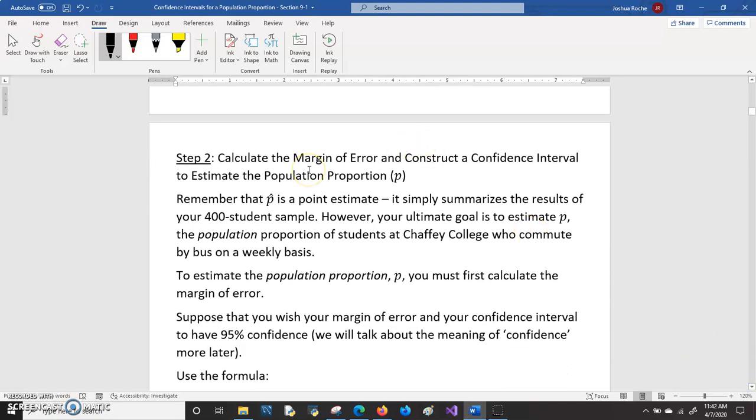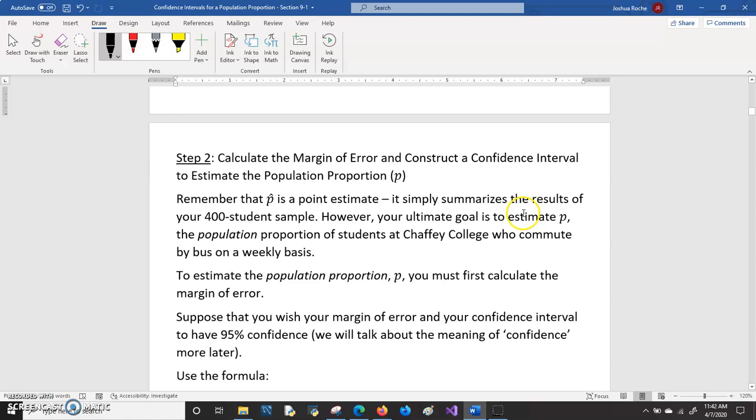The next thing that you would need to do is to calculate what they call the margin of error, and then construct a confidence interval to estimate the population proportion. Remember that P hat is a point estimate. It's just summarizing the results of your 400 student sample.